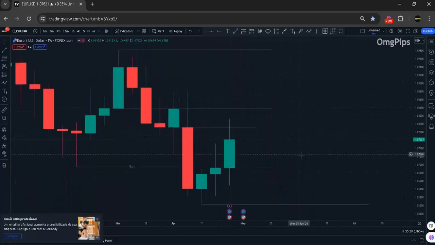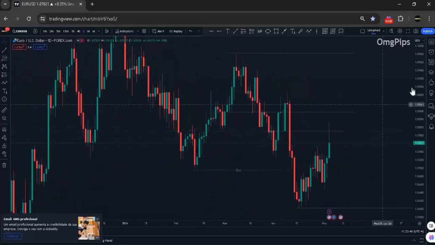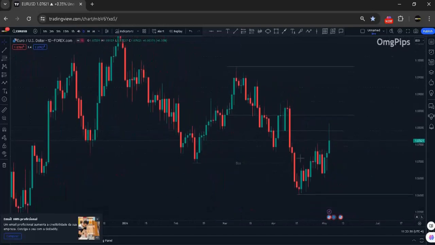So once I've established that on the weekly, I go down to the daily time frame. Okay, cool. So we're on the daily time frame, right? This is the first order block, that is the second order block. On the daily time frame, if we look at price, you see it has been moving from here, going all the way down to here, then it started going up again, right?